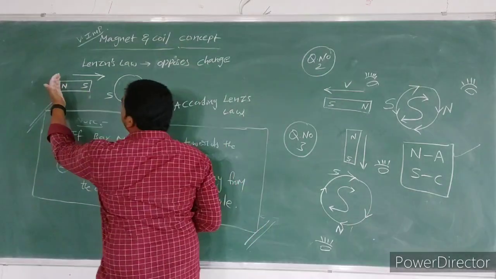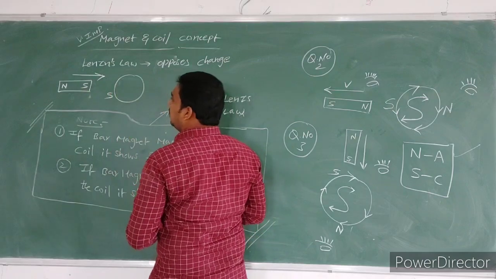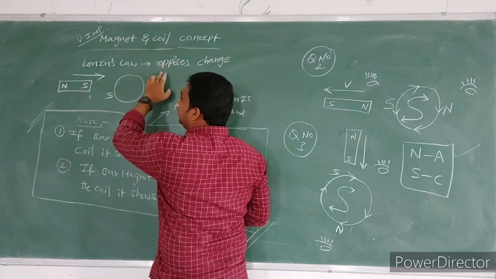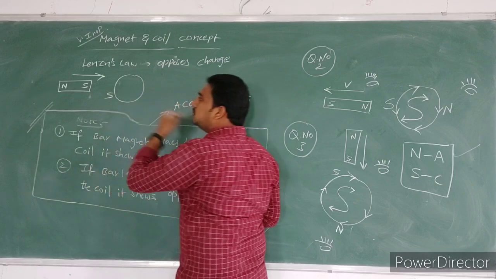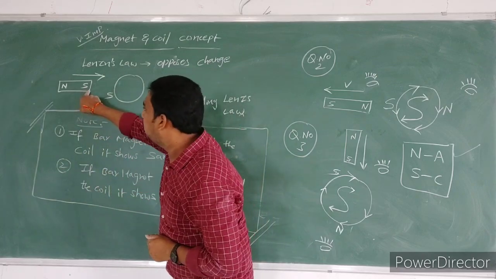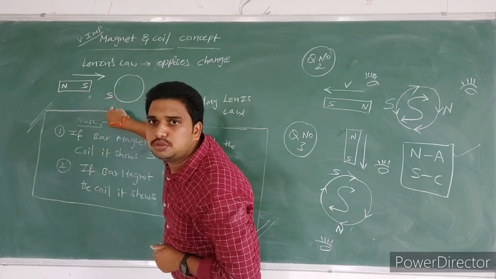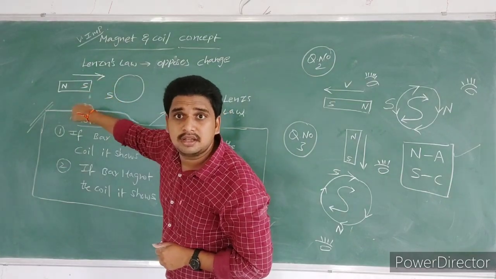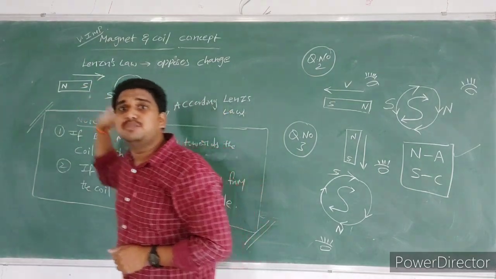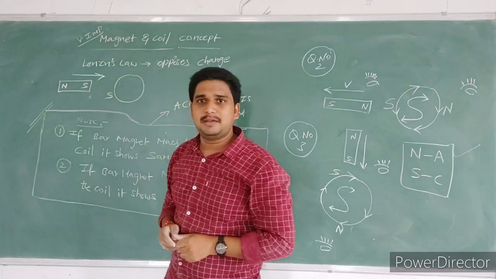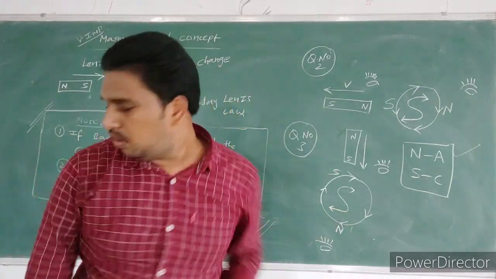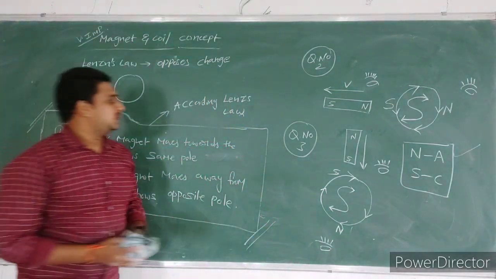So here the bar magnet moves towards the coil, and according to Lenz's law, it opposes the motion. How will it oppose the motion? This is the south pole. If you consider a south pole here also, then repulsion will happen. Due to that repulsion, definitely it will move backward. Okay? For example, I'll consider one more example. Observe carefully.